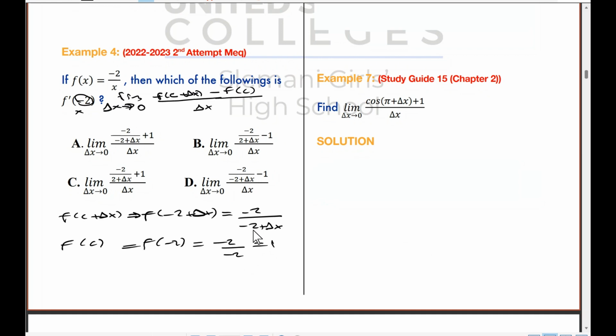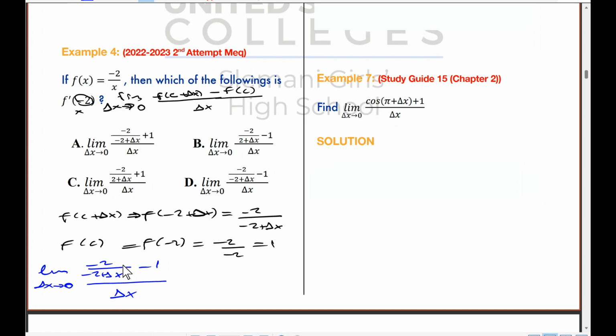So one by one, you find the unknown. You don't know the first part, find it. You don't know the second part, find it, and substitute them back in the form. So in the form, we have limit as delta x approaches 0 of f of c plus delta x. I found this as negative 2 over negative 2 plus delta x. And minus f of c, I found this as 1, divided by delta x. So in which option do you see this?